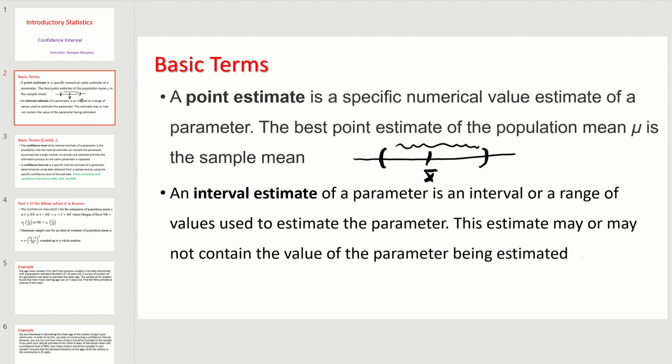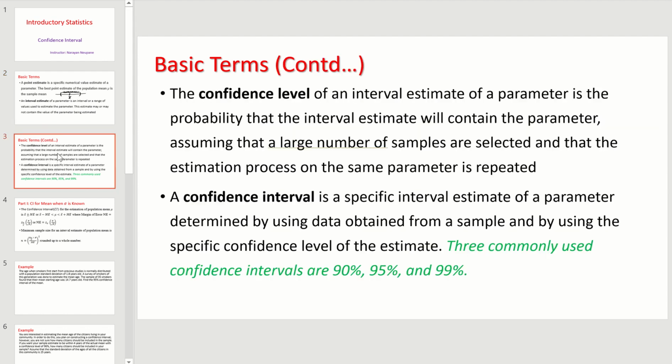Now when we say interval estimate of parameter, it is an interval or range. Like in this above picture, it's the range of values, all these values. We can say that the population mean lies within this range. That is the interval estimate of the parameter, the range of values to estimate the parameter. This estimate may or may not contain the value of the parameter estimated, but we say that that is the interval of estimate. Few more terms.